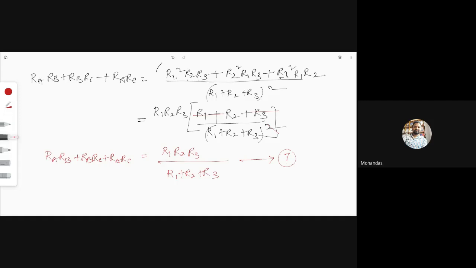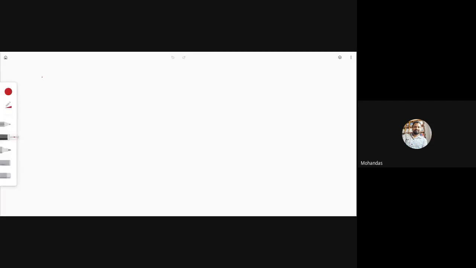Now, after getting equation 7, divide equation 7 with equation 3. Equation 3 is the RC equation. So in the next slide, let us remember the 7th equation. I'm doing 7 by 3, Amma. What is the 7th equation? Equation number 7 is RA RB plus RB RC plus RA RC, which is equal to R1 R2 R3 by R1 plus R2 plus R3. So now what is the third equation? RC equal to R2 R3 by R1 plus R2 plus R3.